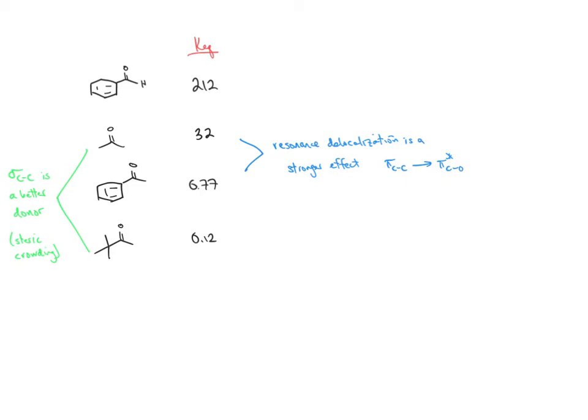cyanohydrin formation reaction. Let's talk a little bit about the next type of reaction, and that's the gem-diol formation reaction. All right, so gem-diol formation, a geminal carbon means same carbon.